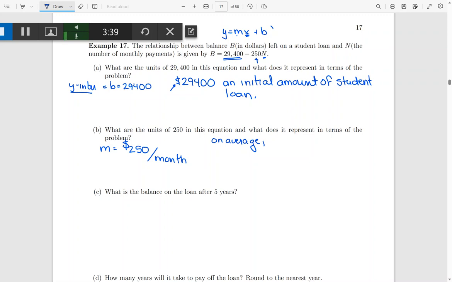And the question is, what's decreasing? And that would be your student loan. You're paying it down. So the student loan decreases because the slope was negative, by $250 each month, or per month.